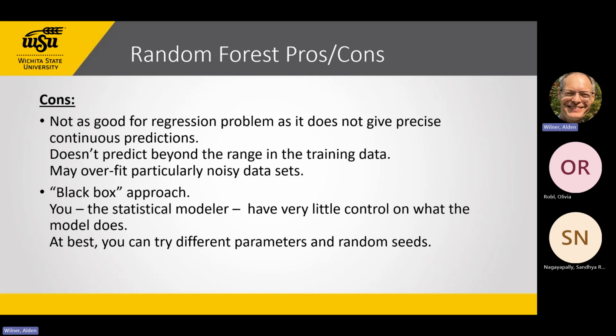And finally, the biggest problem is that it's a black box. You're setting it to work. You're telling it, go ahead, do this, and you don't even have control. You try to explain the random forest to a person on the street, and they're not quite sure what you're trying to tell them. At best, you have control over your hyperparameters. You can try different random seeds, things like that, right? But you have very little control over what the model actually does.